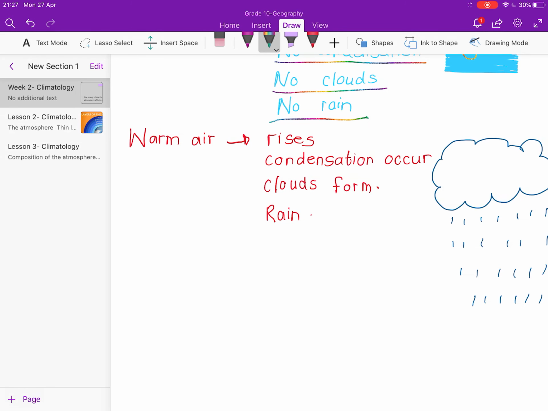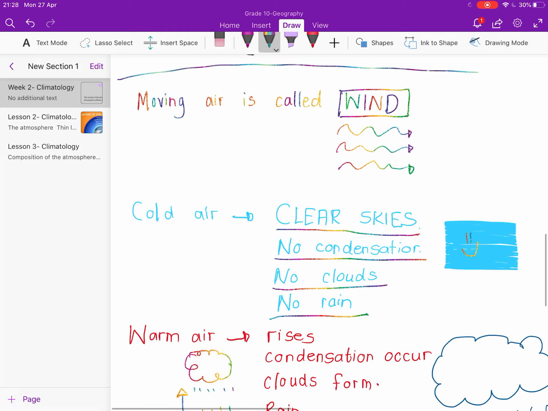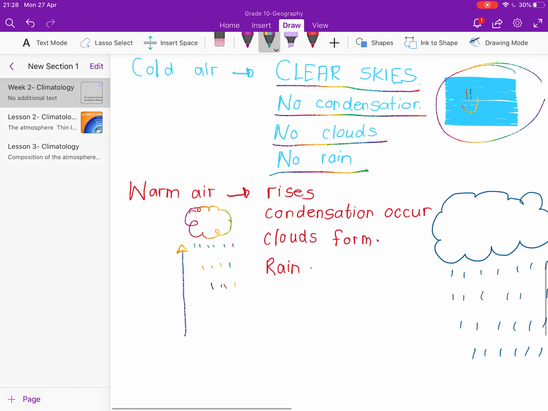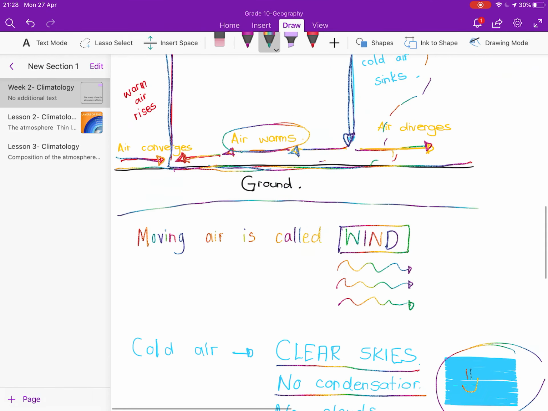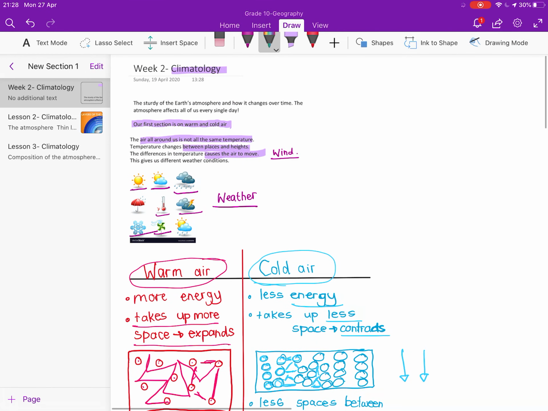Then if we look at the warm air, it brings on something different. Because warm air rises, condensation occurs up in the sky, clouds are formed, and when there's lots of dense clouds, it brings on rain. So, with cold air, clear skies. With warm air, rainy weather. All right, so this is our main differences between cold air and warm air.